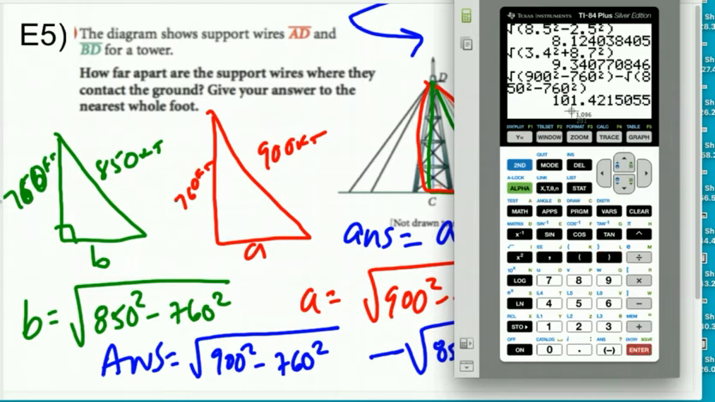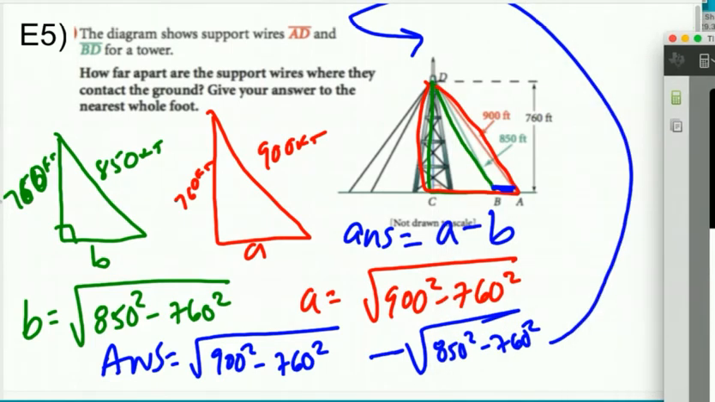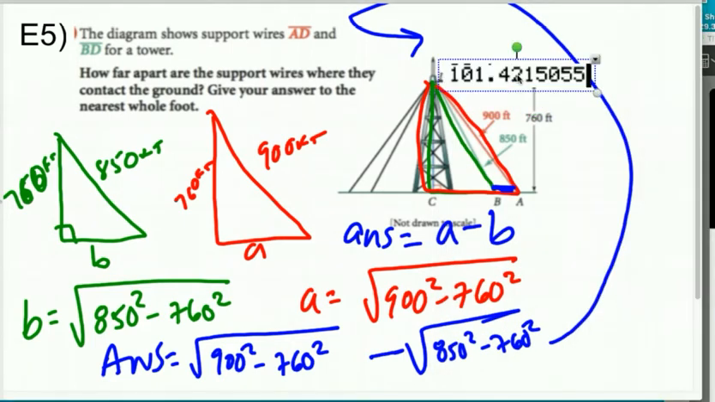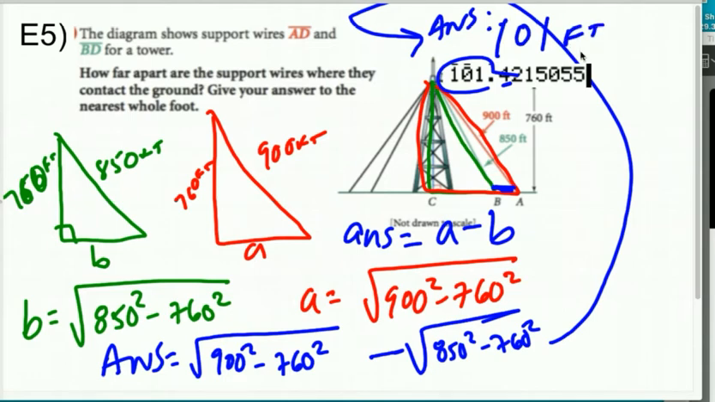Now they said round to the nearest foot, right? They don't want us to go to thousands, and that makes sense because a lot of times in word problems they actually don't want you to give that much information. So my final answer, if I round to the nearest foot, this 4 means it's going to round and stay at 101, right? So 101 feet. Okay?